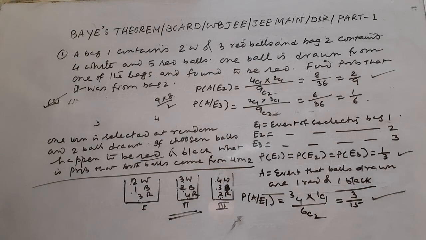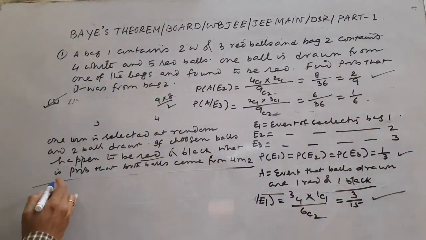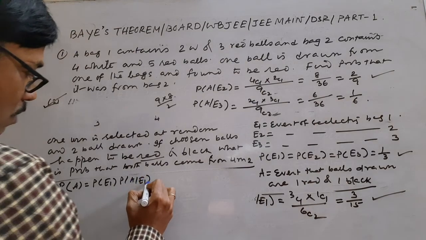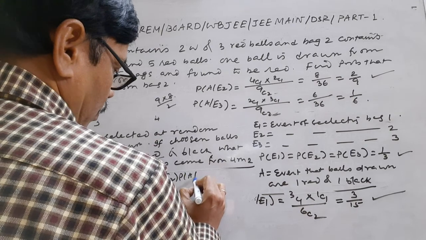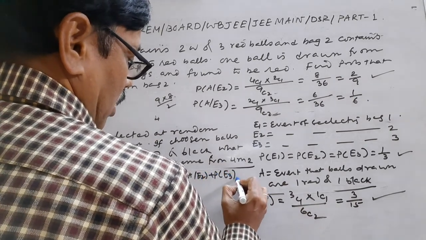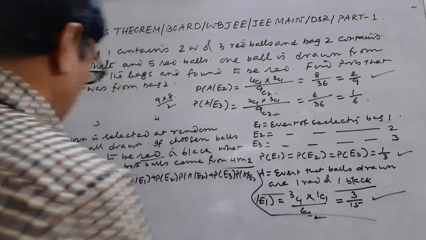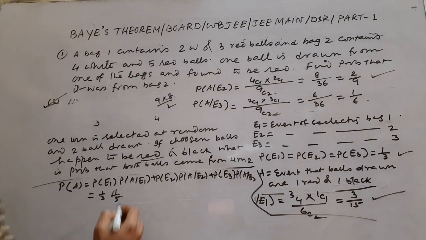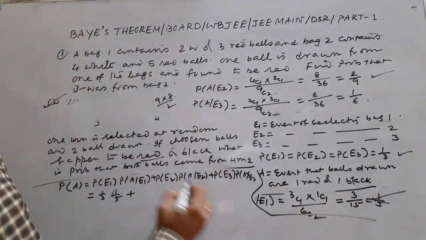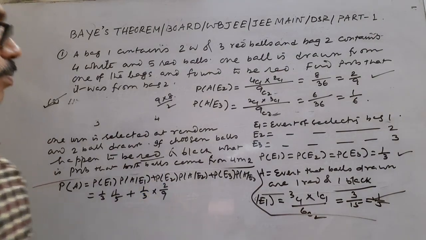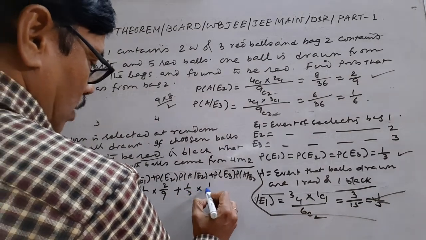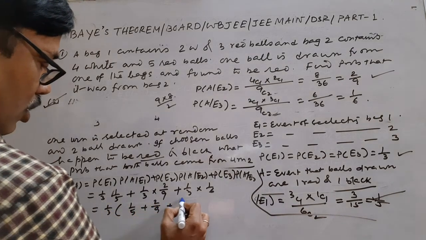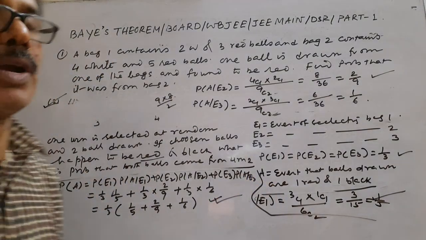So what is total probability? Now total probability, that is P(A) equals P(E1) into P(A|E1), plus P(E2) P(A|E2), plus P(E3) P(A|E3). So this is total probability. So this is 1 by 3 and this is 3 by 15, that is 1 by 5. This is 1 by 3 into 2 by 9. 1 by 3 into 1 by 6. So 1 by 3 common: 1 by 5, 2 by 9, 1 by 6. So this is total probability.